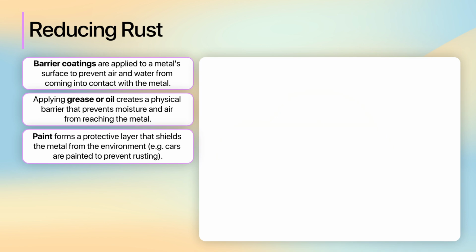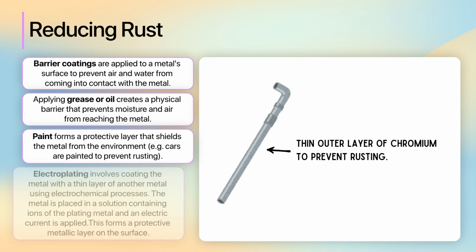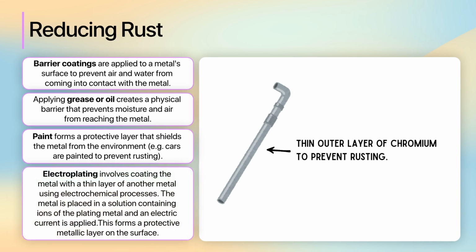The final barrier coating method we are going to discuss is electroplating. This involves coating the metal with a thin layer of another metal using electrochemical processes. By placing the metal in a solution containing ions of the plating metal and applying an electric current, a protective metallic layer is formed on the surface. For example, steel objects are often electroplated with chromium to prevent rusting.